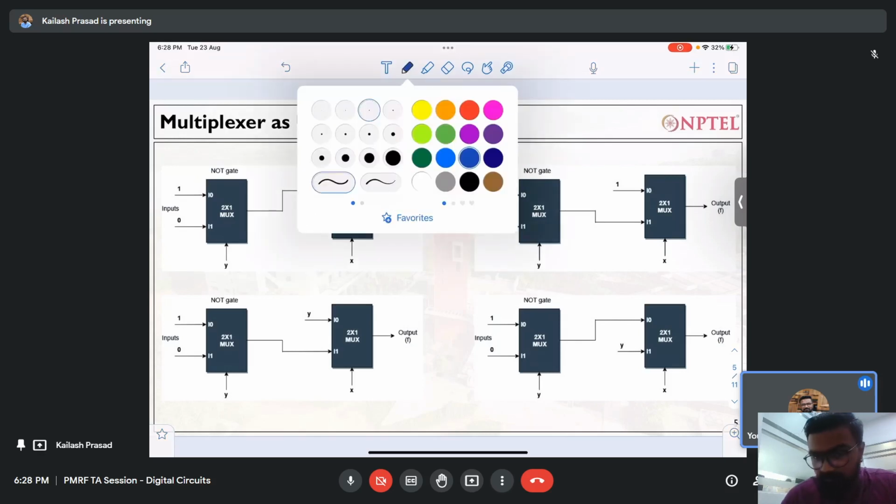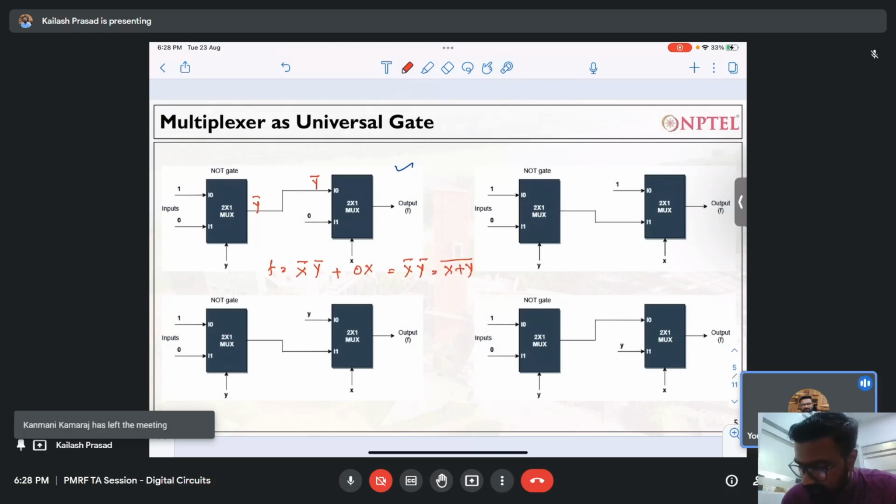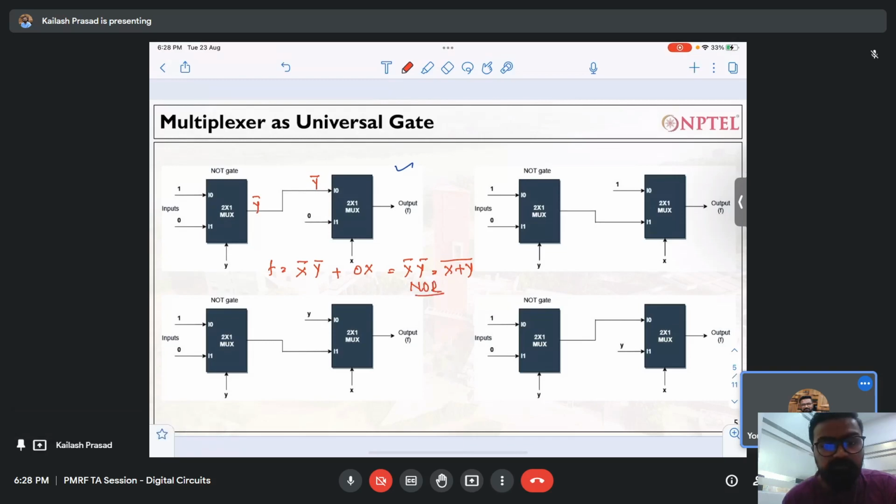So what I will do, I will try to solve this because this is a NOT gate, right? I won't explain how it is a NOT gate. So you know that here it is y bar. Okay. So one of the inputs is y bar over here. And if I write the equation of this particular gate, it will be f equal to x bar y bar plus 0 into x, right? So this will be x bar y bar, and this will be (x plus y) to the bar, right? So this is not a NAND gate, rather this is a NOR gate. Everybody is clear on this part?